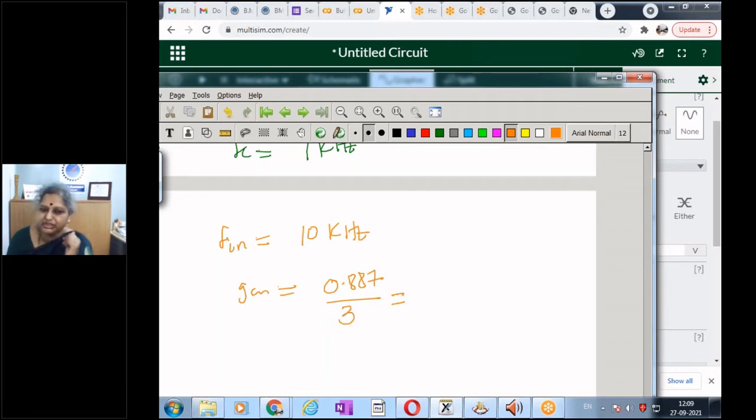How much is the gain? Please compute it. My input remains as 3 and my output is this. So what is the gain that you're getting? 0.88 by 3, so around 0.3. This is what we are getting. Yes, Kavya says it is 0.297. I will take it, 0.297. Yes, around 0.3. So this is what we are getting at 10 kilohertz.